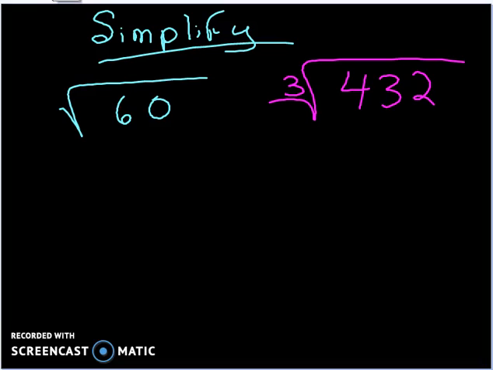Good evening, folks. What we're going to do today is simplify some radicals. So we have two radicals here. We have the square root of 60, and we have the cube root of 432.